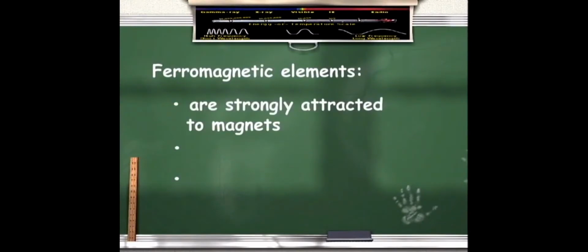We call elements strongly attracted to a magnet ferromagnetic. Save room for more notes on ferromagnetic elements. But first, think back to chemistry and see if you can remember where the term ferromagnetic comes from. Tell your teacher. The symbol for iron is Fe, and it comes from the Latin name for iron, ferrum.